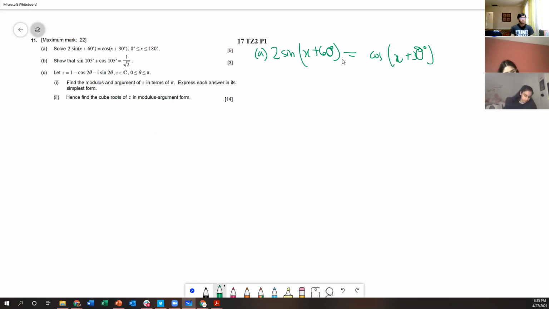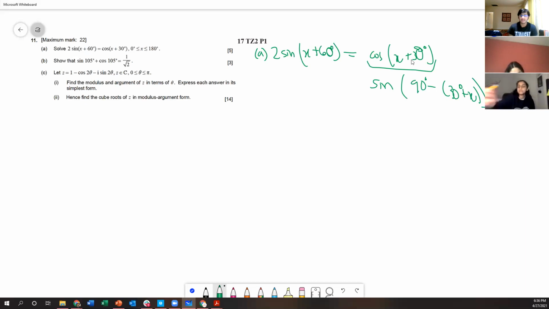Well, one thing you can do is turn this into a sine. And to turn that into a sine, what you could do is express this as sine of (90 minus (30 degrees plus x)). This is a property, because cosine literally means it's the complement of sine. So if I take that angle and subtract it from 90, that'll give me the sine function. That's one way to do it. Another way, I think what the mark scheme does, is to directly start with properties. That might be the easier way to do it.